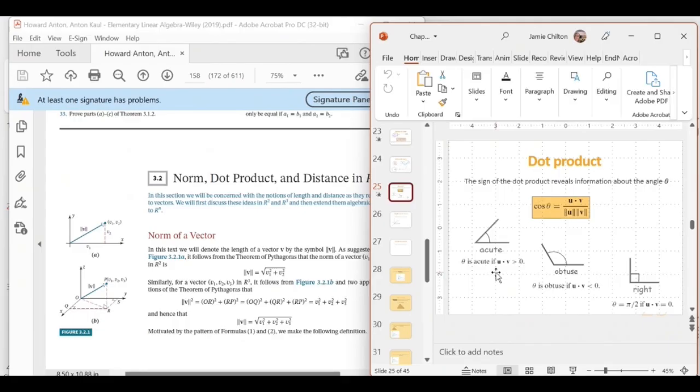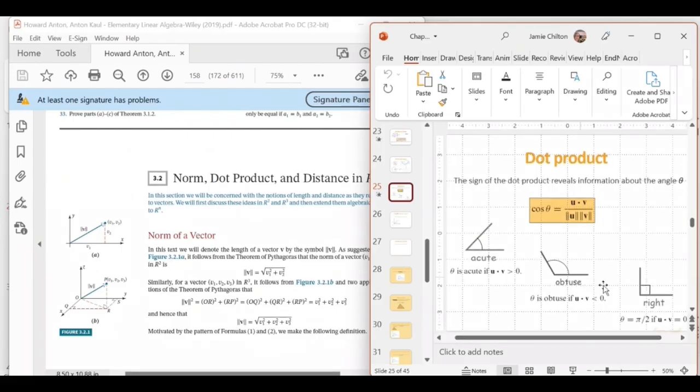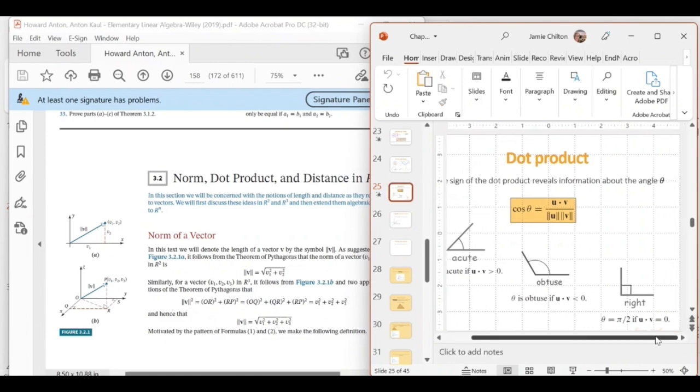So you want to think about, okay, if the angle between two vectors is acute, then the dot product of those two vectors is going to be greater than 0. If you've got an obtuse angle between those two vectors, then the dot product is going to be less than 0. And then here's a really key concept: if you have a right angle, then the dot product between two vectors is going to equal 0.